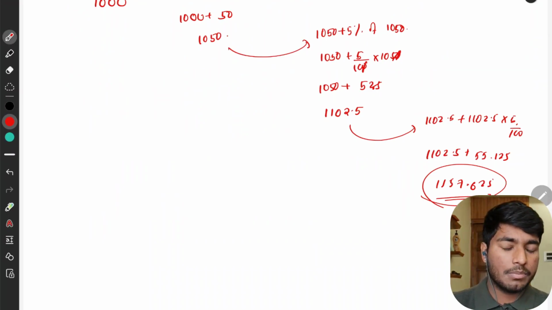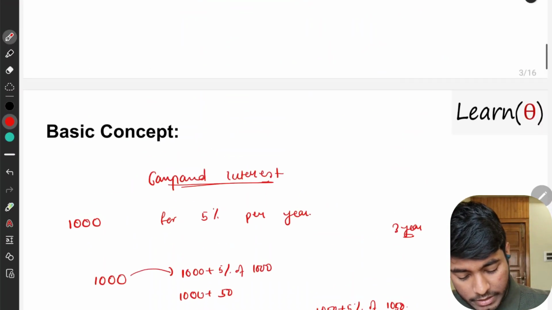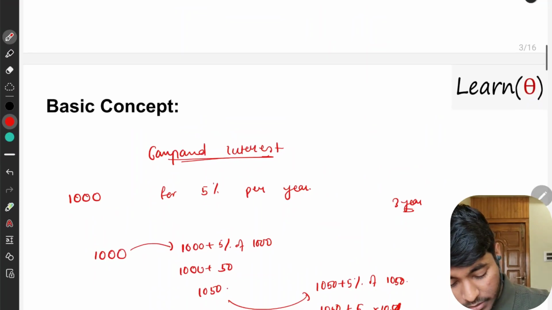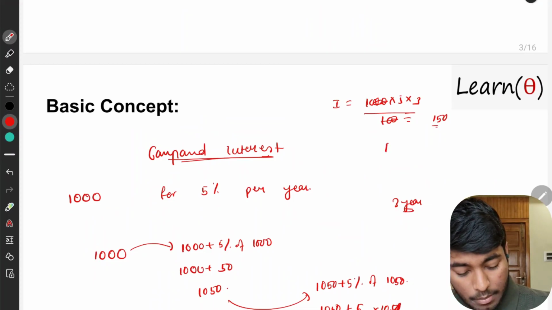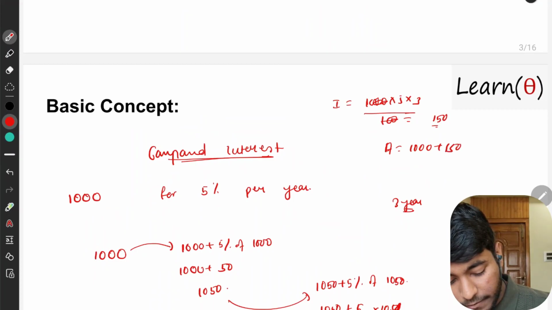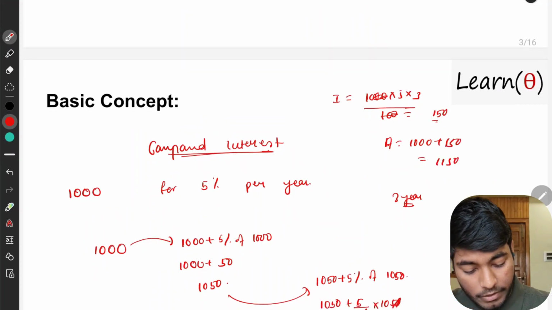What happened in case of simple interest? If I were to calculate the simple interest for this, I would say that the interest money will be equal to 1,000 into rate into the time, that is 3 years, by 100. So this will be 150. So the amount will be 1,000 plus 150, that is equal to 1,150.